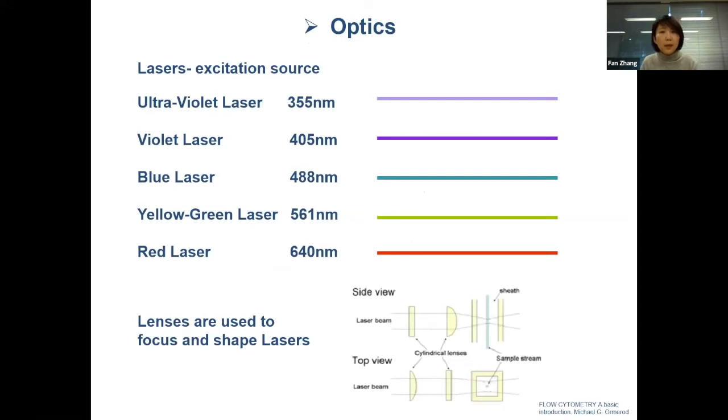So for optics, solid state laser lines are often used as the excitation source. These are the 5 laser lines we commonly use in our flow cytometers. We often use the color to name the wavelengths of lasers. The lenses are designed to shape and focus a laser line onto the sample stream.